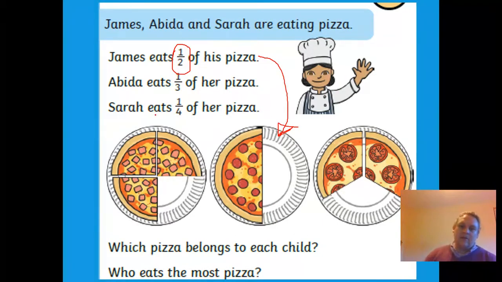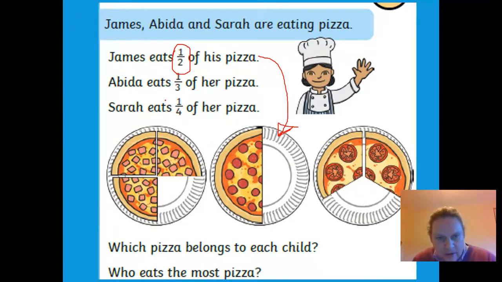All right, Adiba eats a third of her pizza. Okay, which pizza has been divided into thirds, do you think? Let's check this first pizza. 1, 2, 3, and 1 part missing, but there's 4. So it's been divided into quarters, that pizza, hasn't it? So that's not going to be her pizza. Has this pizza been divided into thirds? 1, 2, 3 pieces with 1 missing. Okay, 1/3 of her pizza is gone because she's eaten it. So this pizza is going to belong to Adiba.